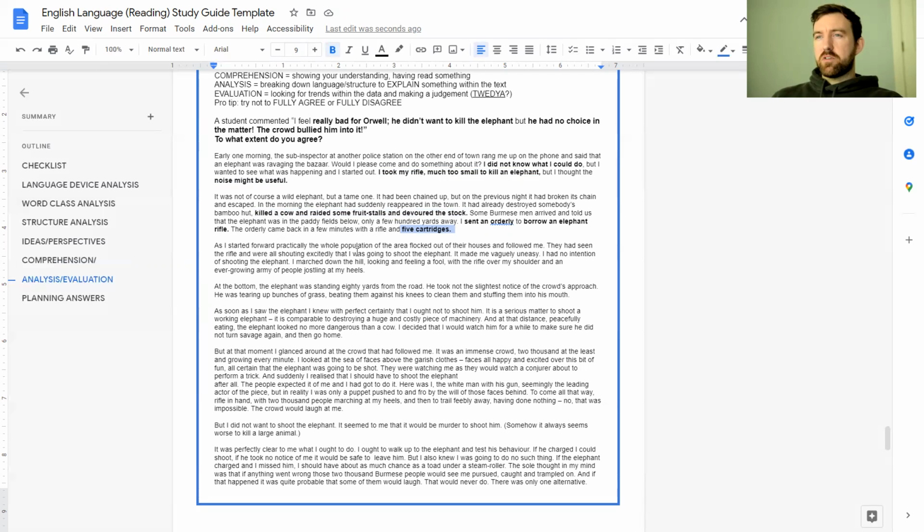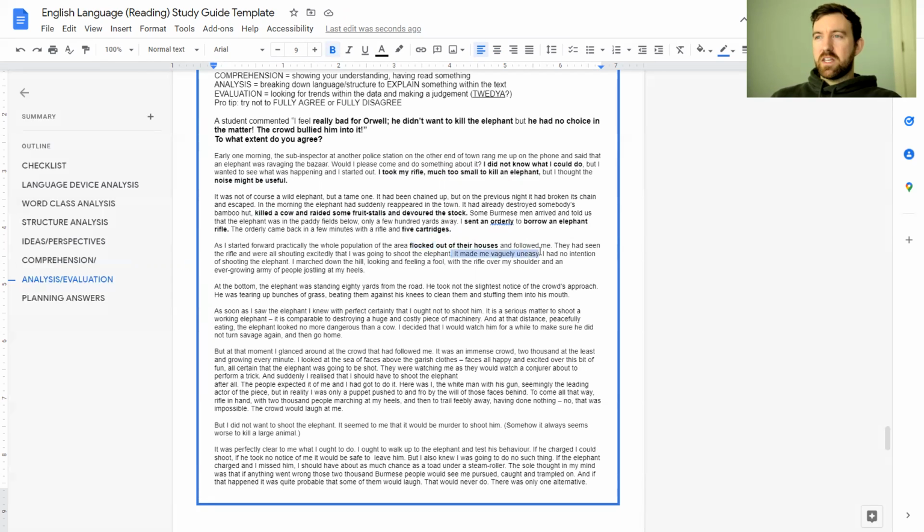As I started forward, practically the whole population of the area flocked out of their houses and followed me. So it's interesting that he uses a little bit of animalistic imagery here, that the crowd that is forming are almost sheep following him. If they're a flock, it's that collective noun. That verb flocked has connotations of a flock of sheep. They had seen the rifle and were all shouting excitedly that I was going to shoot the elephant.